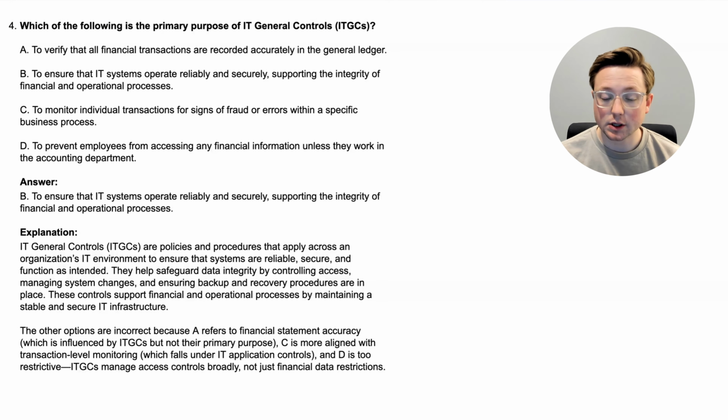IT general controls are policies and procedures that apply across an organization's IT environment to ensure that systems are reliable, secure, and function as intended. They help safeguard data integrity by controlling access, managing system changes, and ensuring backup and recovery procedures are in place. These controls support financial and operational processes by maintaining a stable and secure IT infrastructure.